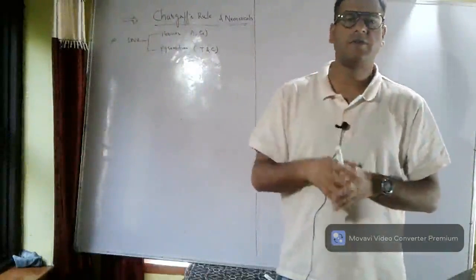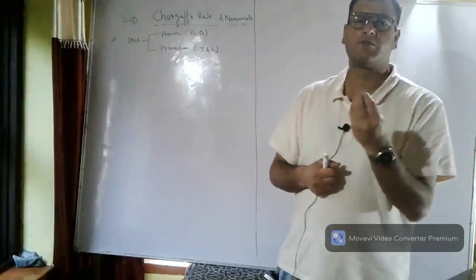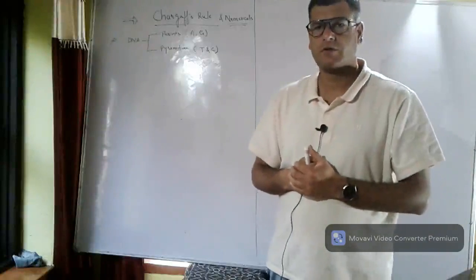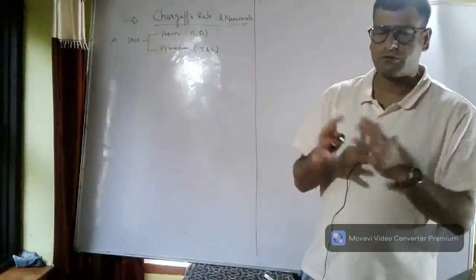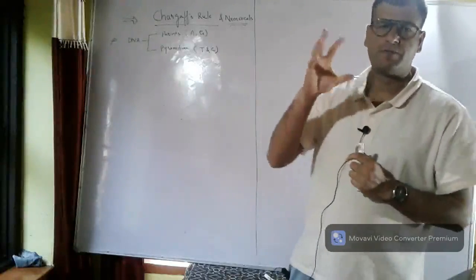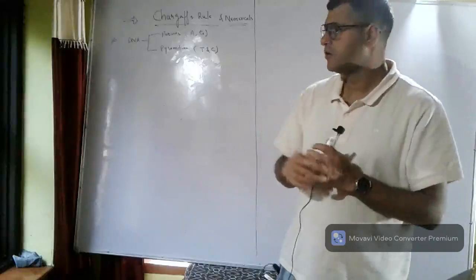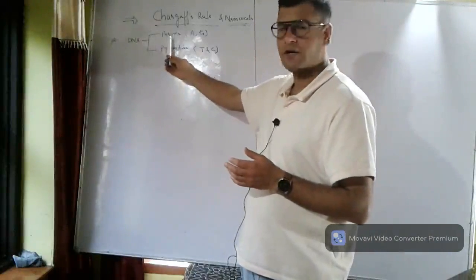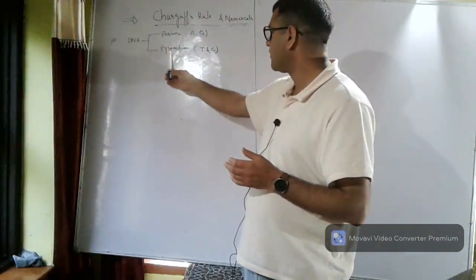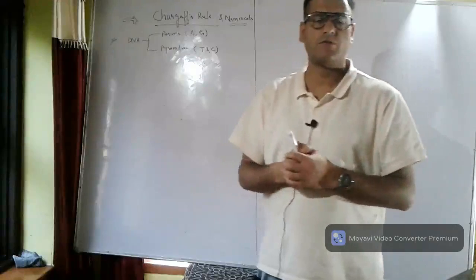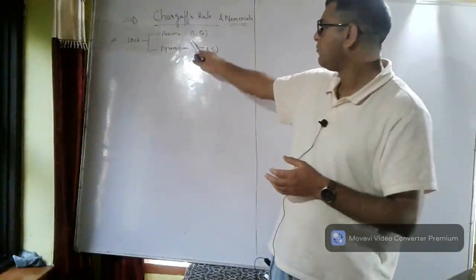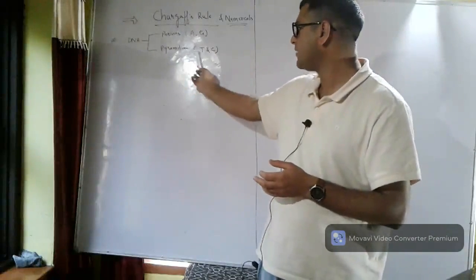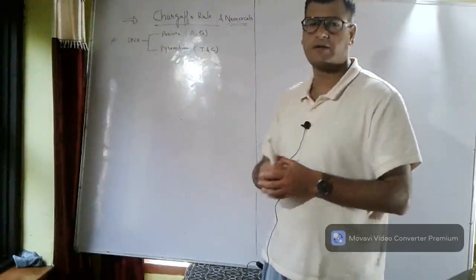We know that in a DNA molecule there are two types of nitrogen bases: purines and pyrimidines. Purines are of two types, adenine and guanine, and pyrimidines are of two types, thymine and cytosine.